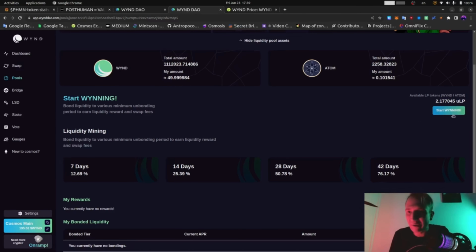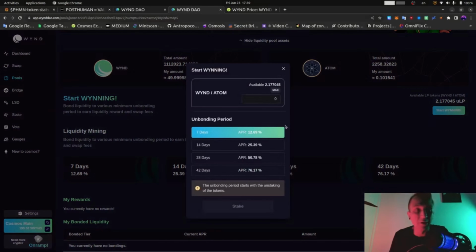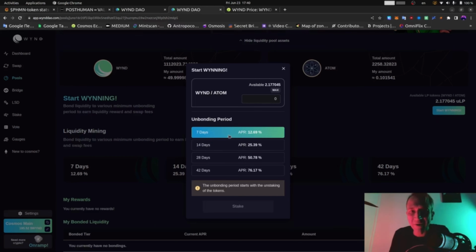So the second option to use LP tokens is staking, which is like winning. What is staking? It's totally the same as farming or liquidity mining. To get the reward on the Wynd DEX, you need to freeze your LP tokens. You can choose different time periods to unfreeze your tokens, so you can choose different unbonding periods, and you can see that different unbonding periods will bring you different APR for providing the liquidity.